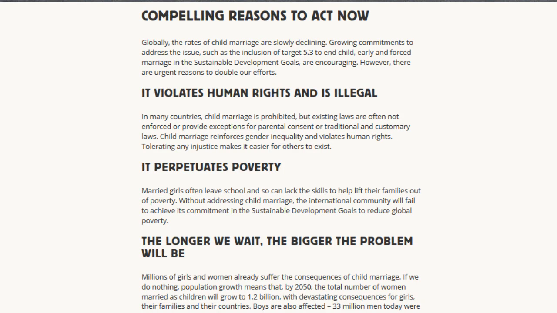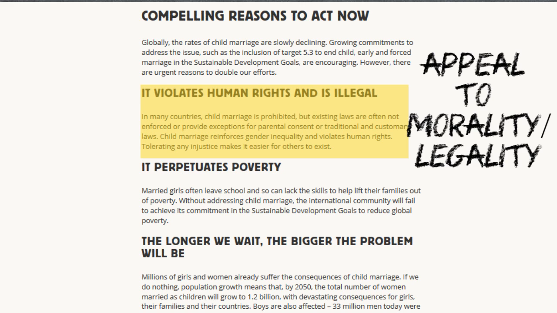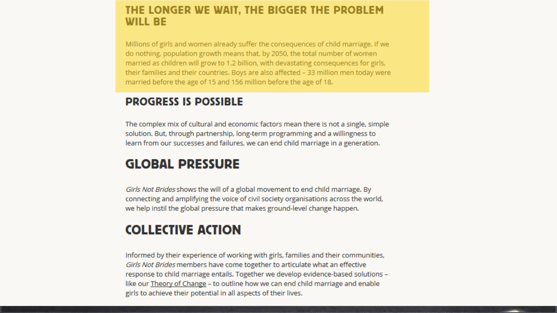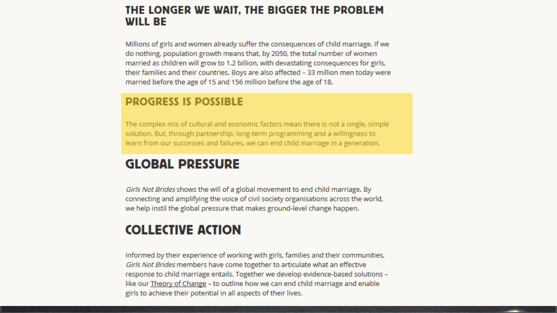Again, repetition: compelling reasons to act now, and then elaboration on that with the slightly smaller font. It violates human rights and is illegal. So an appeal to morality and legality. It perpetuates poverty. The longer we wait, the bigger the problem will be. Again, we get some evidence in support of that reason, though I would be curious to know the source of that evidence. Progress is possible.